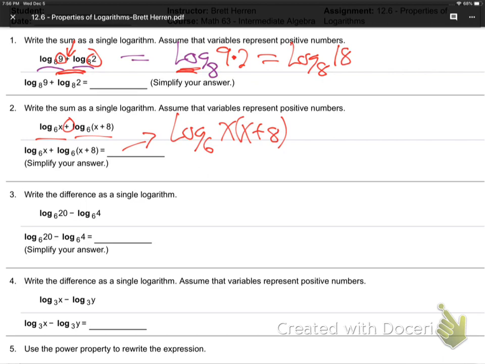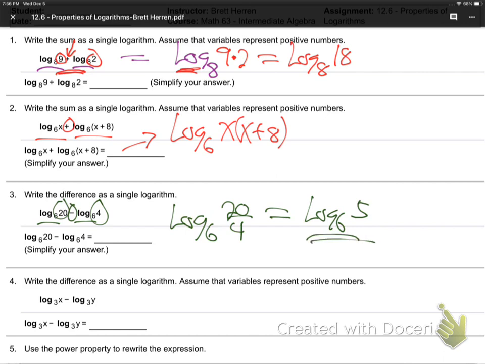Number 3. Coming on down here, we've got log base 6, log base 6. See how the bases are always the same? That doesn't change. That 6 is just glued to the log. Subtraction, an easy job for 2 logs, becomes, well, what does subtraction become? Remember, subtraction makes things smaller, right? When you subtract, they get smaller. So that goes with division, doesn't it? 20 over 4. And then you can simplify that. That's log base 6 of 5, right? 20 divided by 4 is 5.